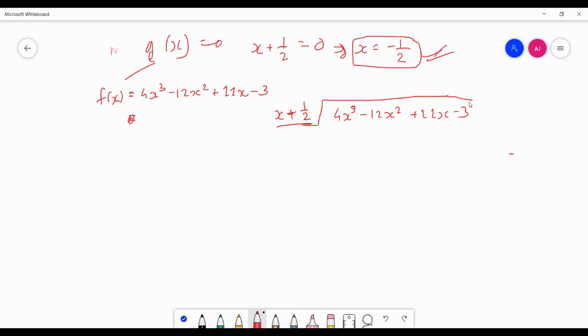So we'll try it. Okay, let us concentrate very nicely so that you will be able to understand it. Now first we always see the first power. So it is x, it is 4x cube. So what should I multiply with x to get 4x cube? Can you tell?